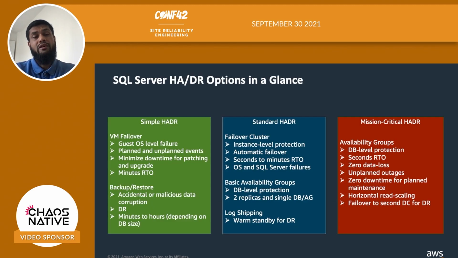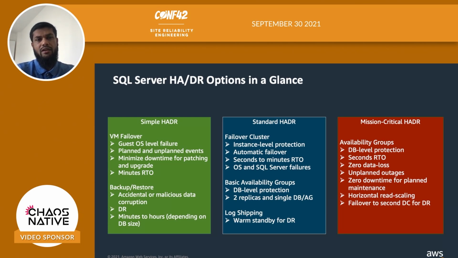With that, folks, let's dive into the HADR options at a glance. Typically, there are multiple options when it comes to high availability and disaster recovery, but we can categorize them in 3 areas: simple HADR, standard HADR, and mission critical HADR. With simple HADR, it's VM level protection, where if you have a failover at the hypervisor level, you are protected at the guest level, but there is no protection at the SQL Server or guest OS layer.